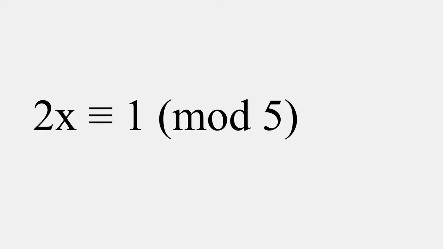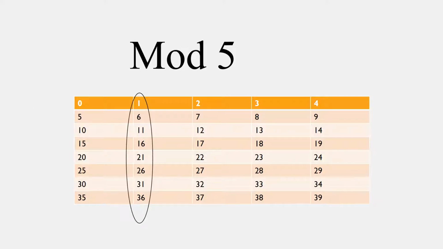So you would end up with 2x is congruent to 1, and you would have to divide both sides by 2 to get x alone, but on the right side you would end up with a half, and that's not a whole number. So you would have to find, on the next slide we'll see, a number congruent to 1 that is divisible by 2. When you construct your table in mod 5, you can see the numbers that are divisible by 2 that are congruent to 1. So 6 would work, 16, 26, and 36.